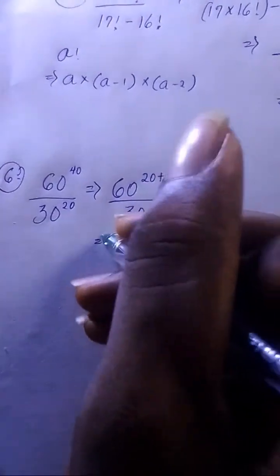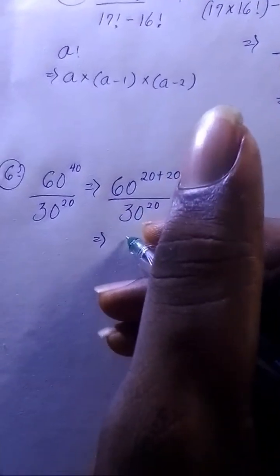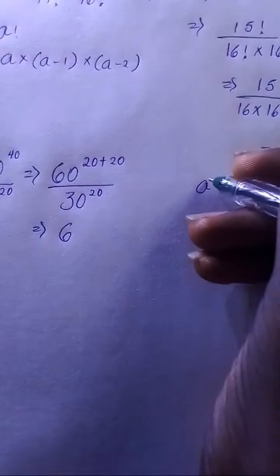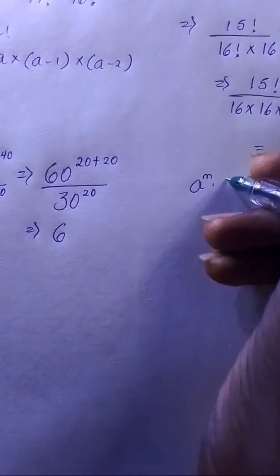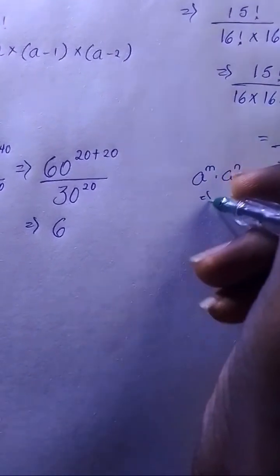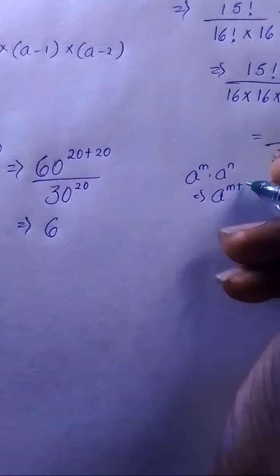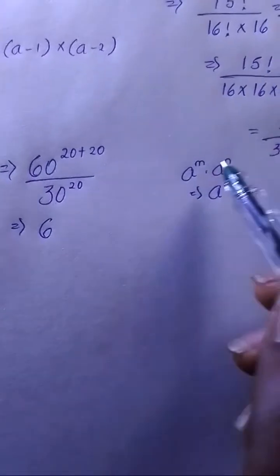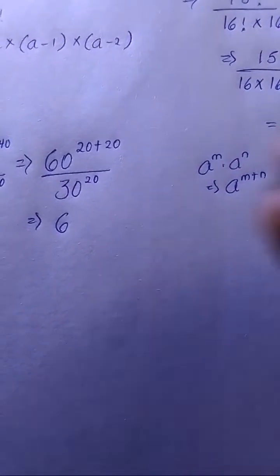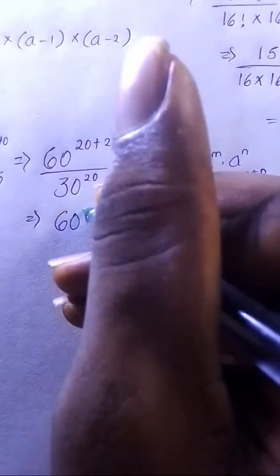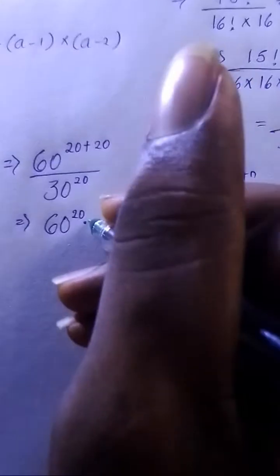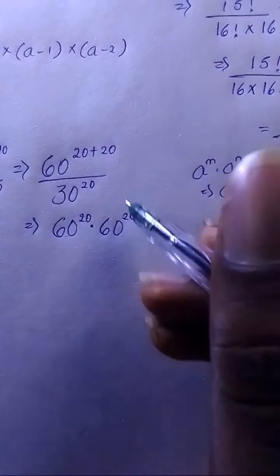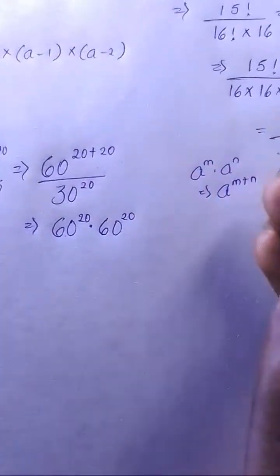Like I said earlier, when we have a raised to the power of m times a raised to the power of n, it will give us a raised to the power of m plus n. Now here we have something like a raised to the power of m plus n. It can also give us a raised to the power of m times a raised to the power of n. So remember we have 60 raised to the power of 20 times 60 raised to the power of 20. So I've broken that one, separated it.